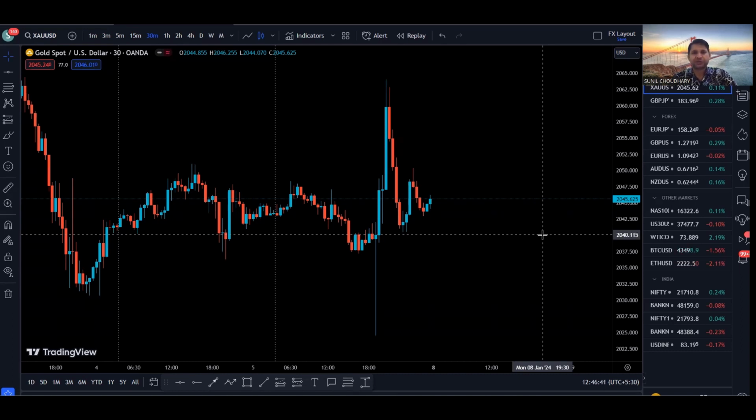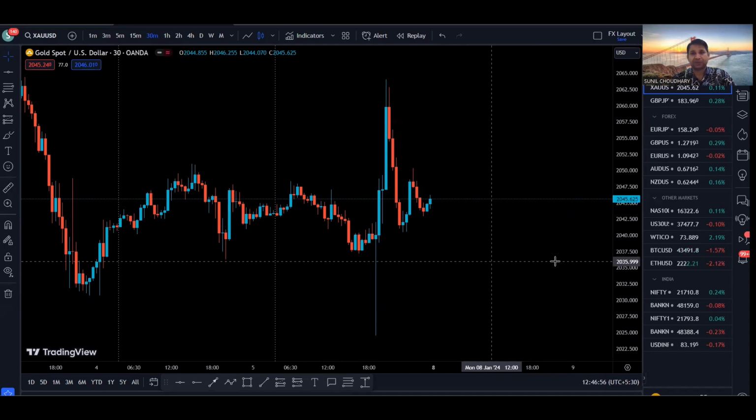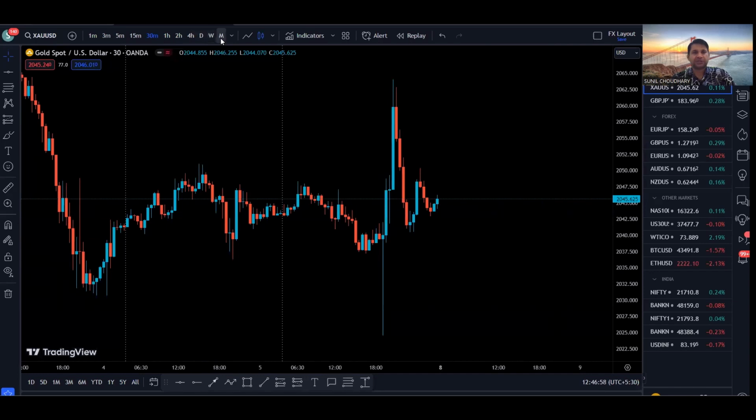As usual, we will start with the monthly time frame and then go down to lower time frames: weekly, daily, 4-hour and 30 minutes. On the 30 minutes time frame, I will also talk about how we can find a trading setup for scalping and intraday trading. So without wasting any time, let's get started.